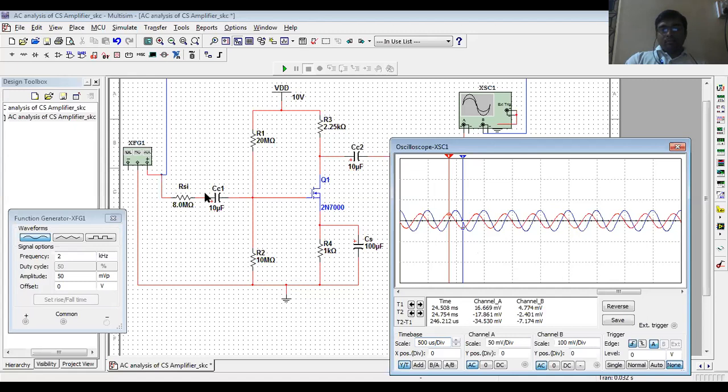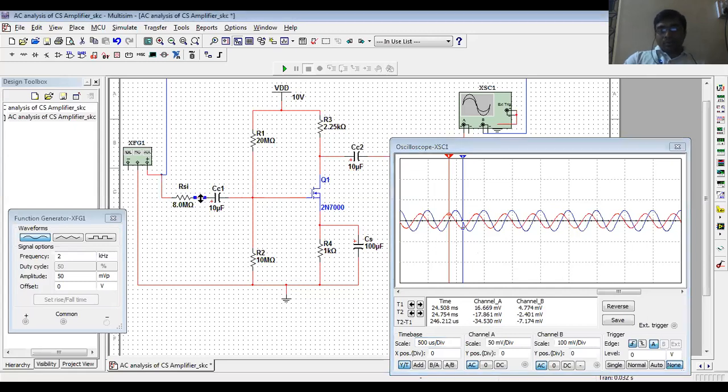This is the effect of the RSG being very large here and greater than the input impedance. It would be responsible for providing a loading effect, and because of this loading effect, your output signal decreases in magnitude. Now this is the V naught dash.